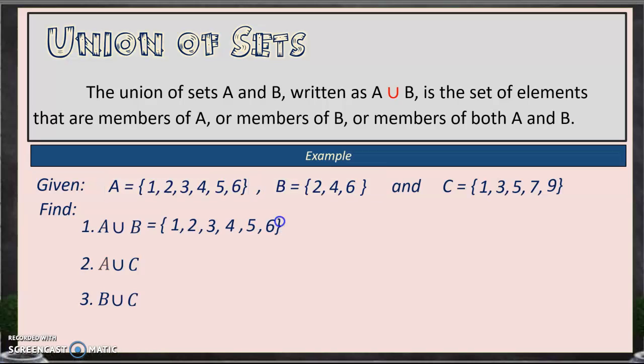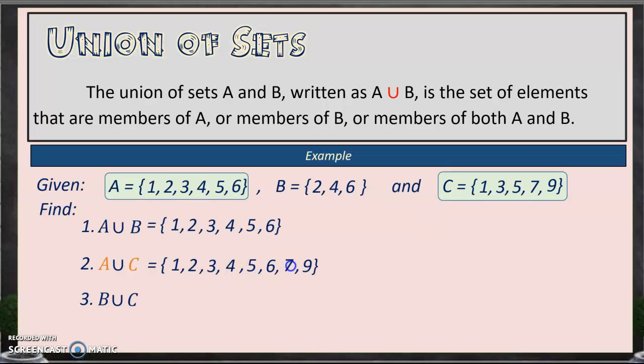Okay, next. Number 2, A union C. You will just look at set A and set C. List all the elements involved in sets A and C. So these are 1, 2, 3, 4, 5, 6. Then look at set C. We already have 1, 3, 5. So you will just add 7, 9. So A union C is 1, 2, 3, 4, 5, 6, 7, 9.